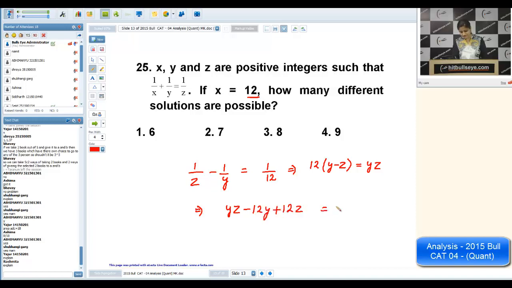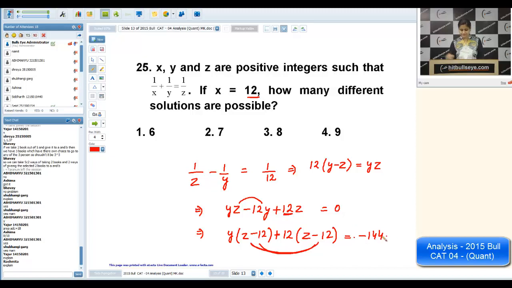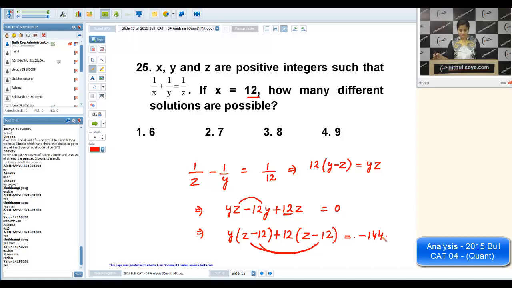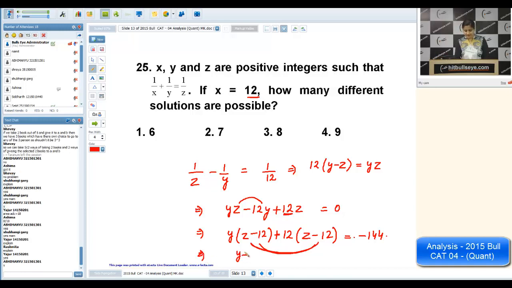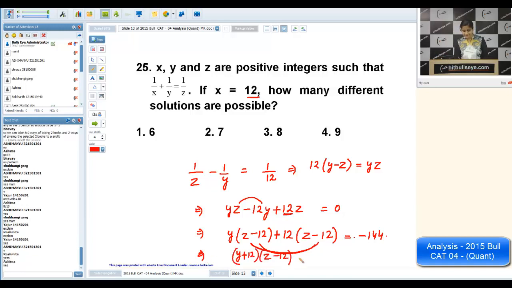Whenever you have this kind of thing, always try to factorize. For example, I'm taking this. Y is common. Now, I want to factorize. I'll make the same factor here: z minus 12. See the same factor. What is the coefficient here? 12. That's why I'm balancing it. I'm getting 12z here. The extra thing I'm adding is minus 144. Is it okay? Now this is easy. We'll get (y plus 12)(z minus 12) is equal to minus 144, or we can take (y plus 12)(12 minus z) is equal to 144.